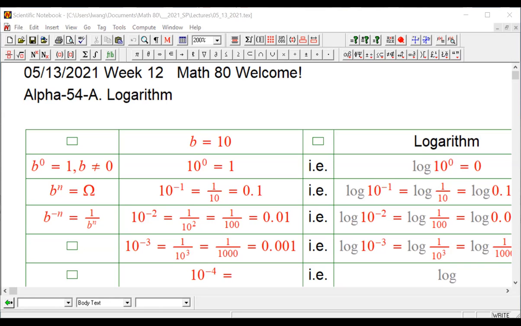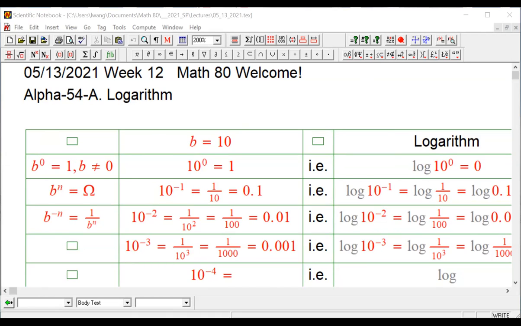In alpha 54a, you're going to see a variety of different bases now. You not only see base 2, base 10, you also see other bases. So I'm going to take you through some exercises so you know what I meant.